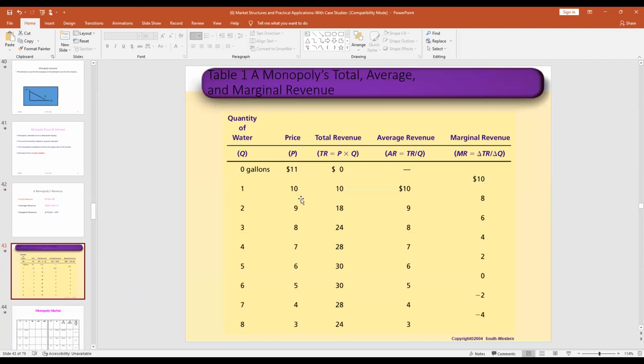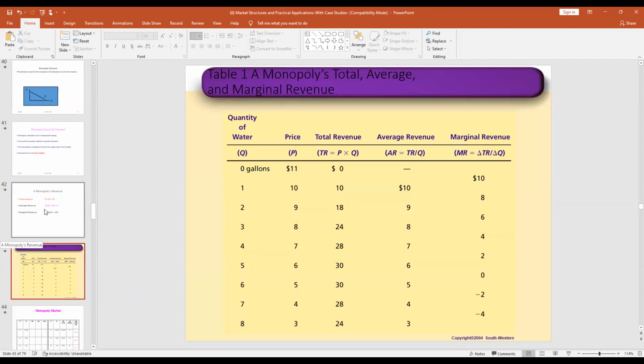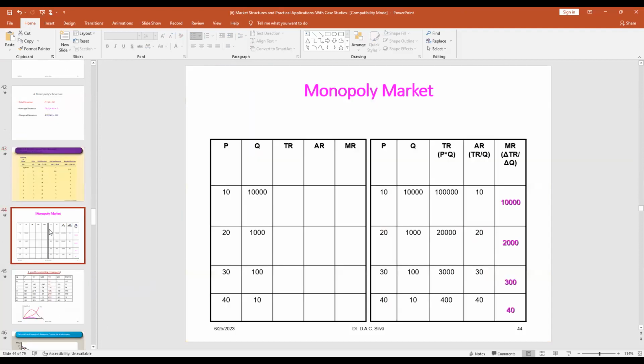Quantity, price, total revenue, average revenue, marginal revenue. We calculate at the same level. Here, price is not given. Price can be changed according to quantity. So if you calculate the AR, TR, MR, you can get the TR, AR, MR like this.